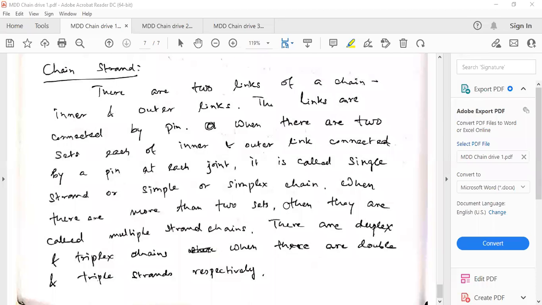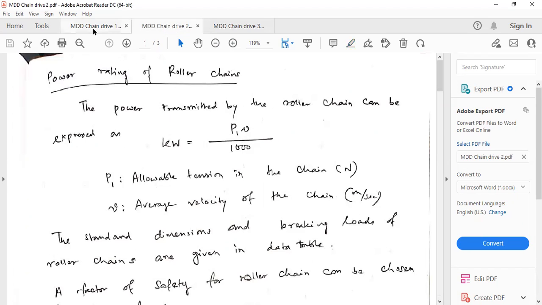So we have understood the strand. A single strand we normally call simple or simplex. Simplex chain means there is only one strand. Next, we have the modern ones, meaning multiple strands. We have duplex if there is a double, and triplex if there are three strands. So in the next lecture I will continue this chain drive, and we'll see some numericals on chain drive.